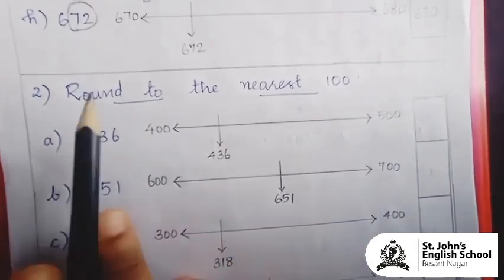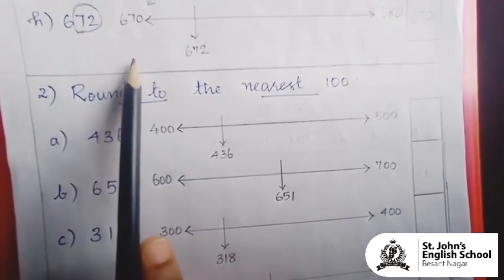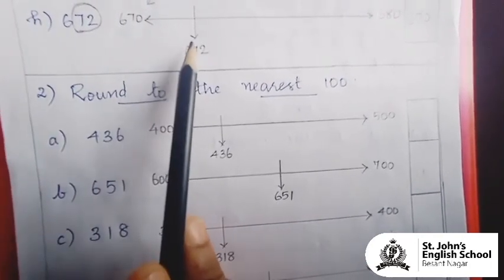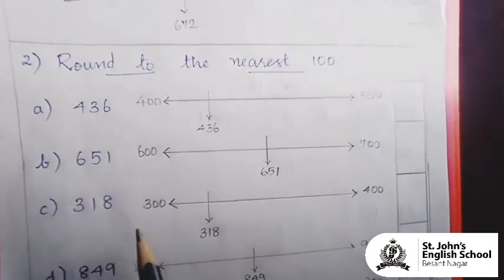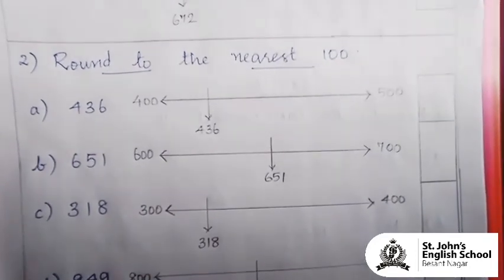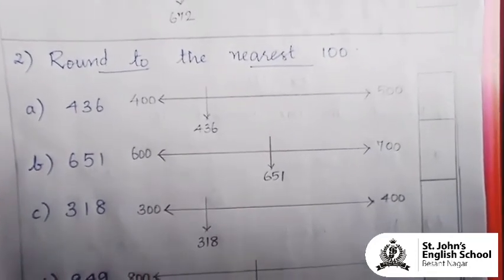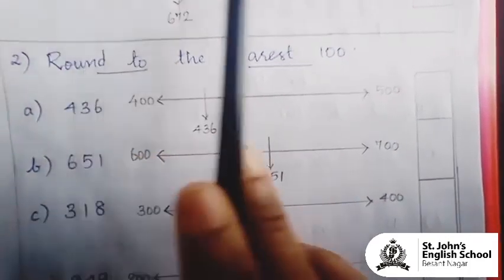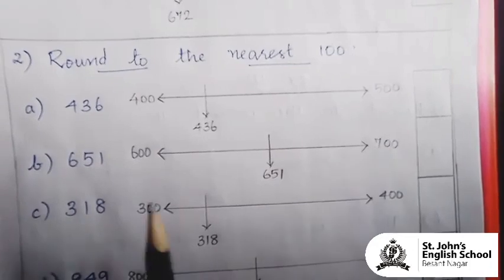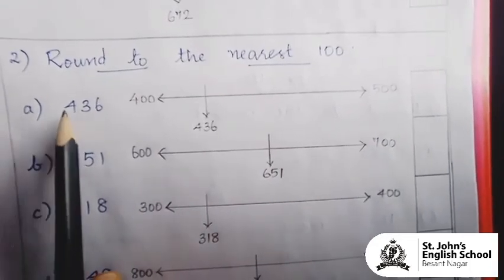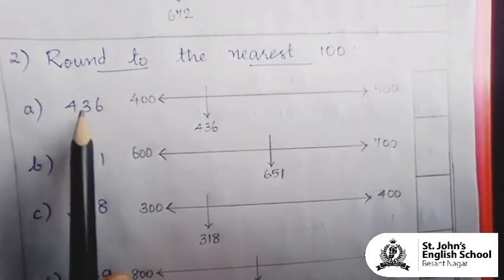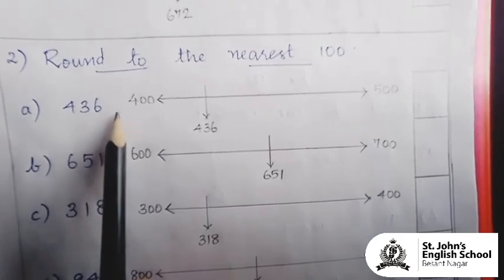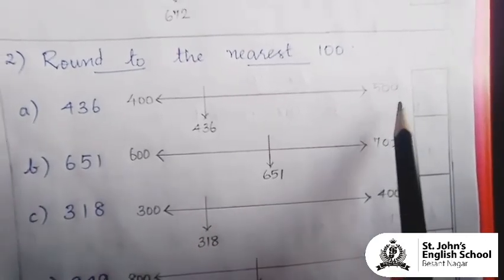Before the first sum we did round to the nearest tens. Now we are going to do round to the nearest hundreds. So it is like the 100 table, 100, 200, 300. The extremes will be only hundreds. Before, the extremes were tens. Now the extremes will be hundreds. If it is 436, this 436 is between 400 and 500.